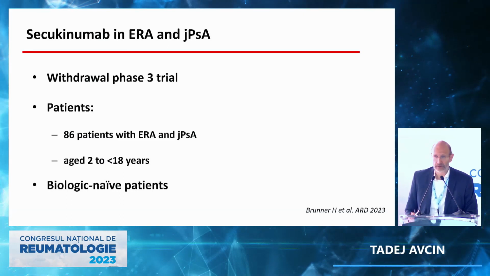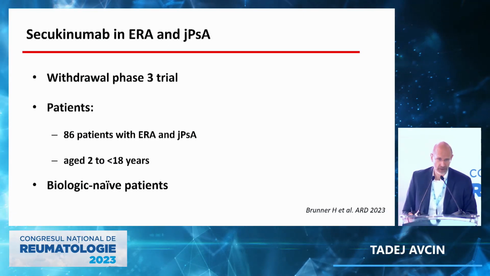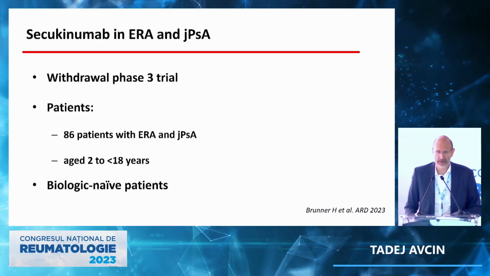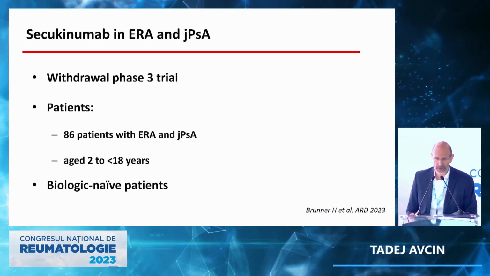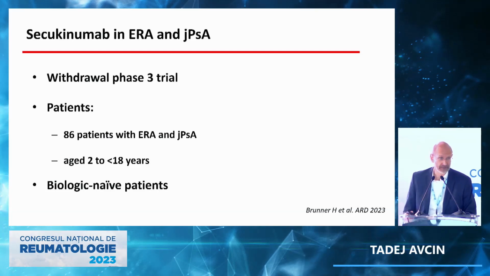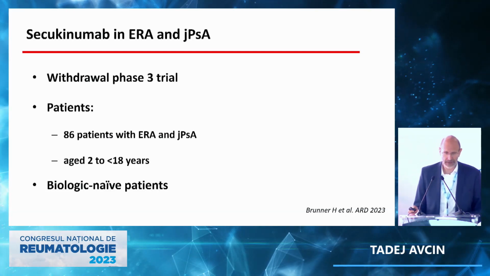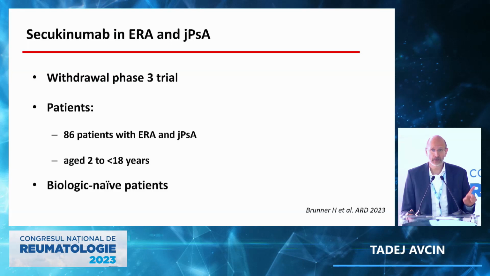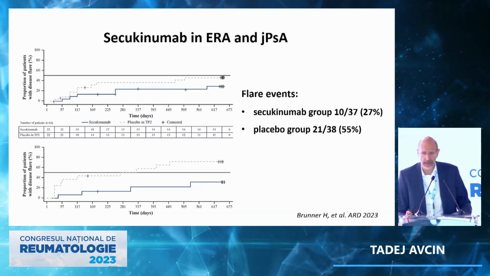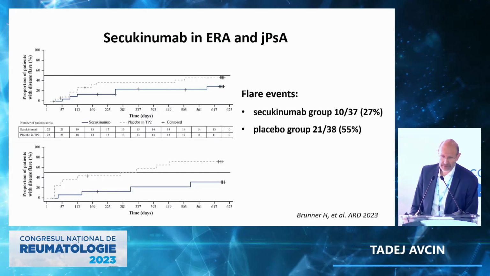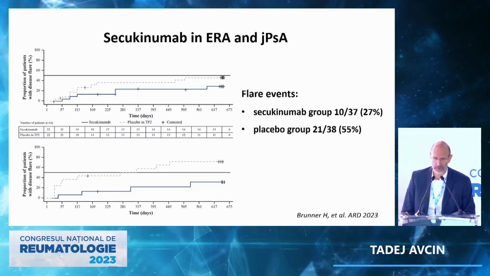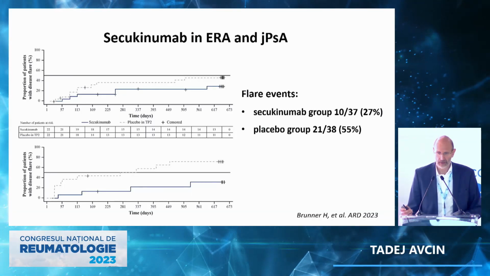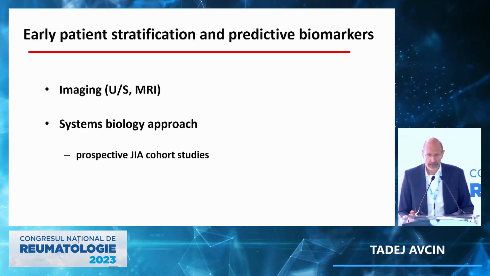The third trial that I would like to show is not a JAK inhibitor trial, but a secukinumab trial. We are using it in some of our enthesitis-related arthritis patients and some of our juvenile psoriatic arthritis patients. The trial was published in Annals of the Rheumatic Diseases this year. It included altogether 86 patients with enthesitis-related arthritis and juvenile psoriatic arthritis. In this study, they included only biologically naive patients. You can see that the flare events in the secukinumab group were 27%, while in placebo 55%, which shows statistically significant efficacy with an acceptable safety profile.